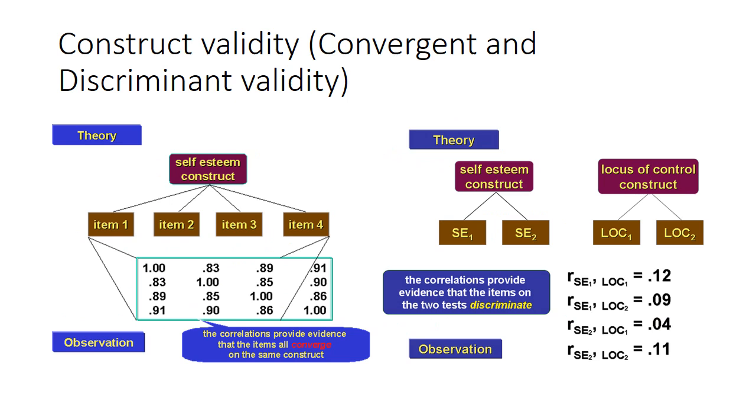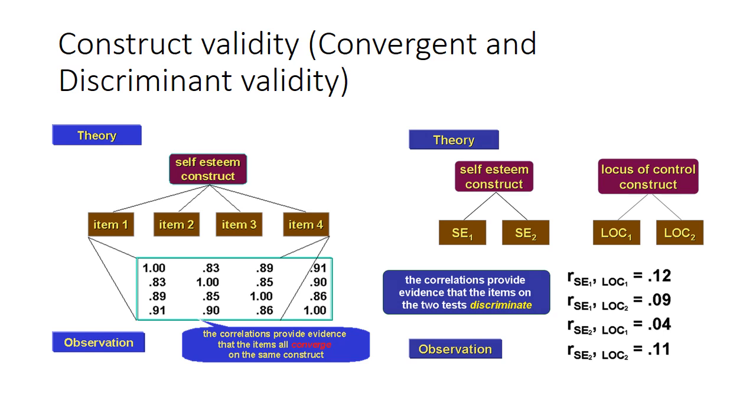So let me give the example of construct validity, convergent and discriminant validity. Let me help you understand the concept. Theoretically, these are the items of self-esteem. Self-esteem construct. Construct means this is the self-esteem variable, and it has 4 questions.